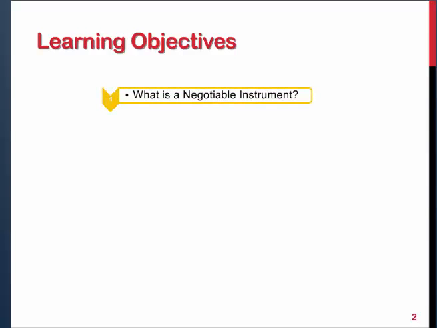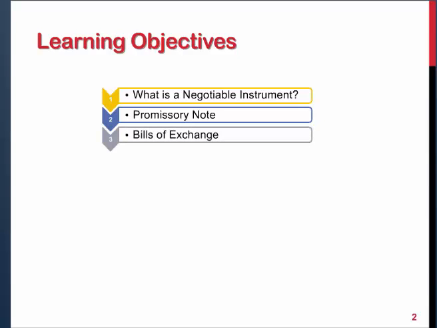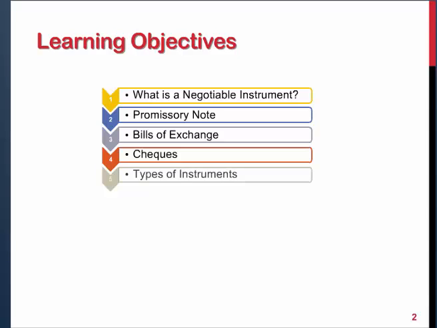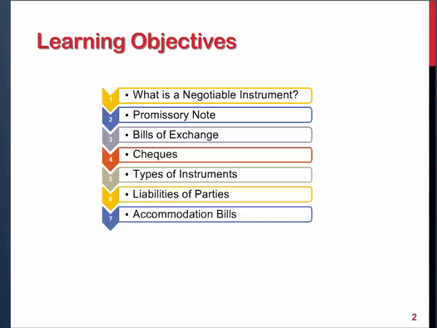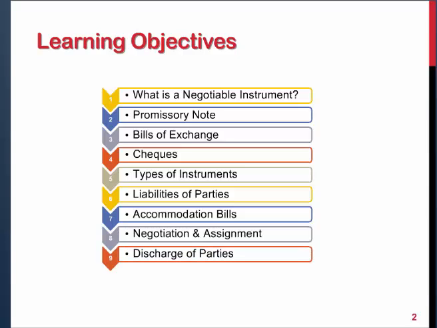In this chapter, we will try to have basic knowledge of negotiable instruments, promissory note, bills of exchange, checks, types of instruments, liabilities of parties, accommodation bills, negotiation and assignments, discharge of parties.